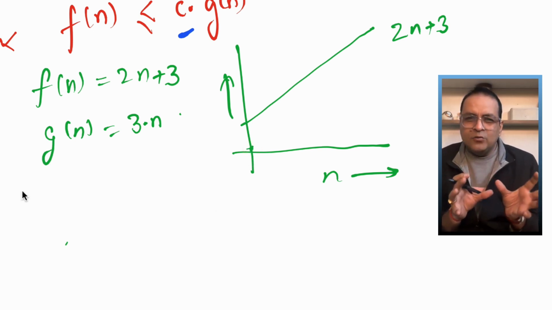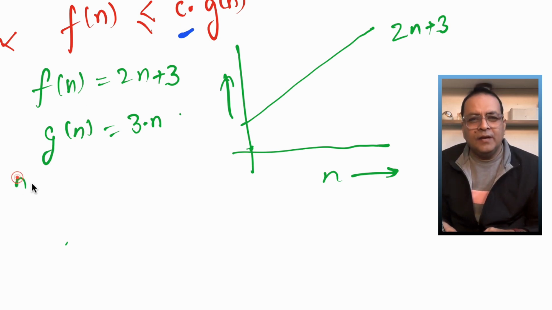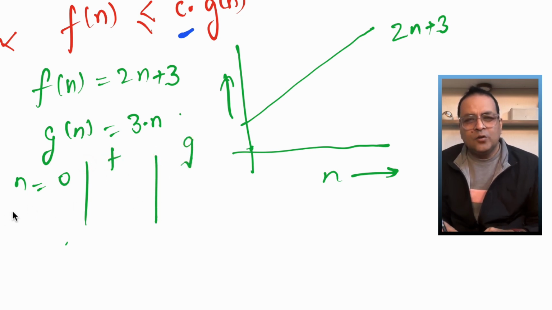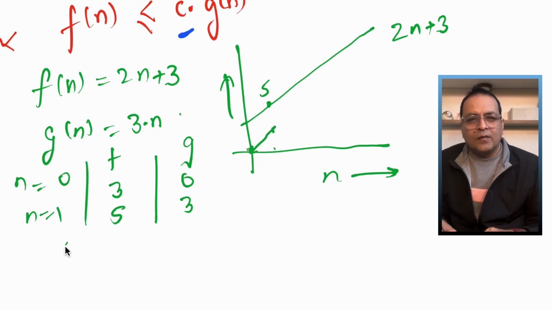Let us consider the values of f(n) and g(n) for certain values of n. If n is equal to 0, then f(n) will be 2 into 0 plus 3, which is 3, and g(n) will be 0. So 0, 0 here. For n equal to 1, f(n) will be 5 and g(n) will be 3. So this is 5 and this is 3. For n equal to 2, f(n) will be 7 and g(n) will be 6.